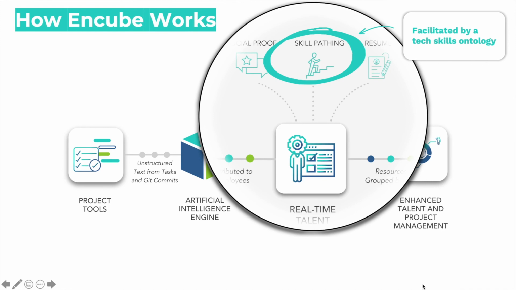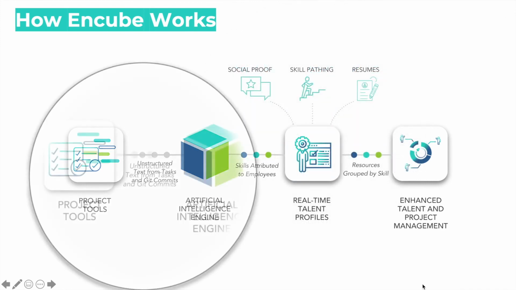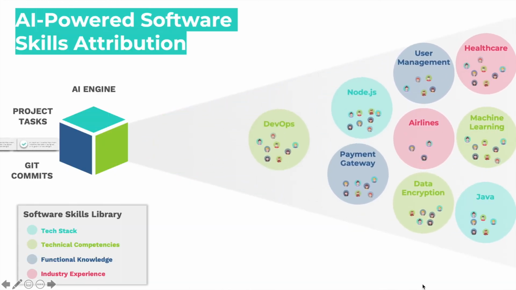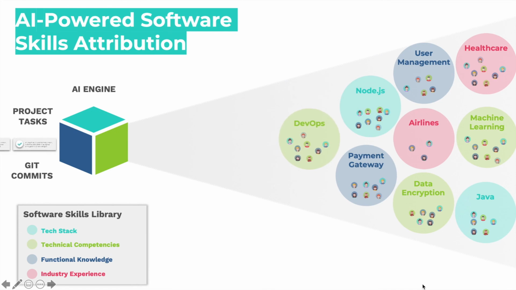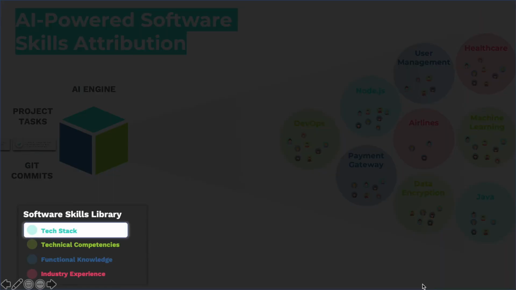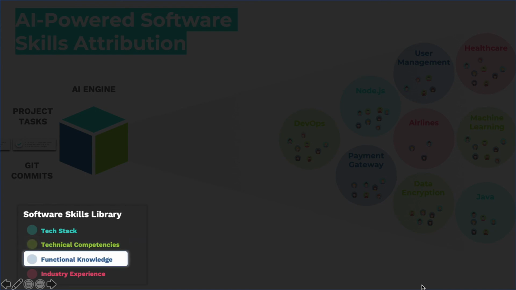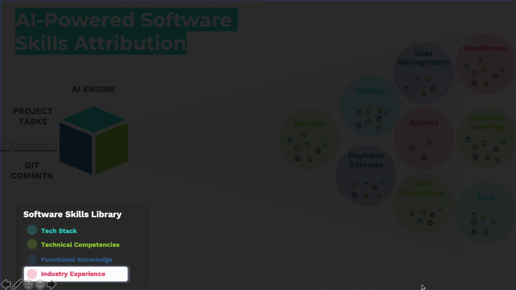Before we dig into that, first let's dig deeper into the AI-powered skills attribution process. You see that project tasks and Git commits go through the AI engine, and skills are then attributed to employees as a result. These skills are separated into several different categories, including high-level categories like tech stack, which captures technologies and frameworks, technical competencies, which covers technical areas that cut across different tech stacks, functional knowledge, covering areas that pervade the programming world across different tech stacks, as well as industry experience, which covers domain areas related to specific industries.